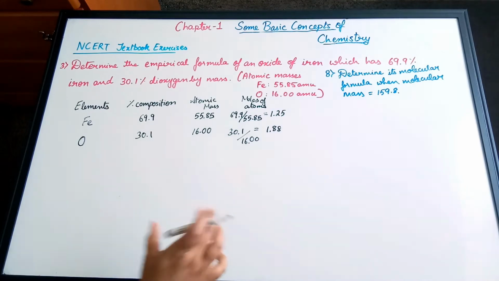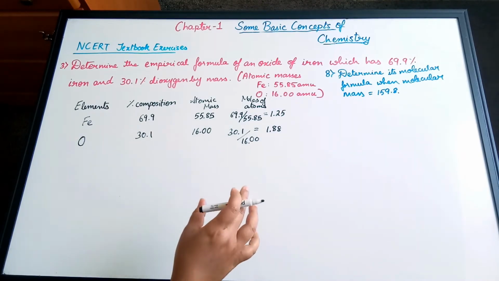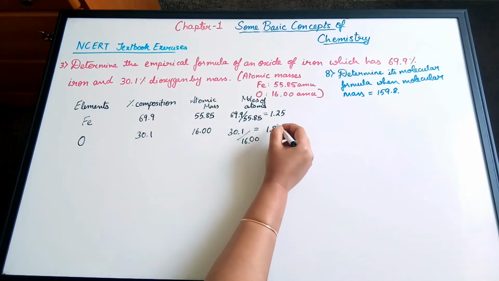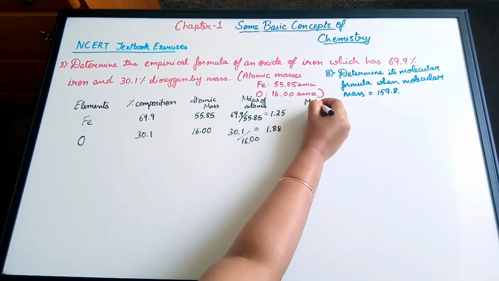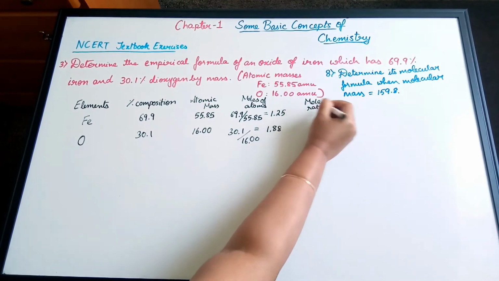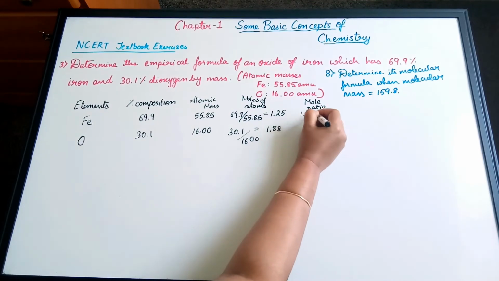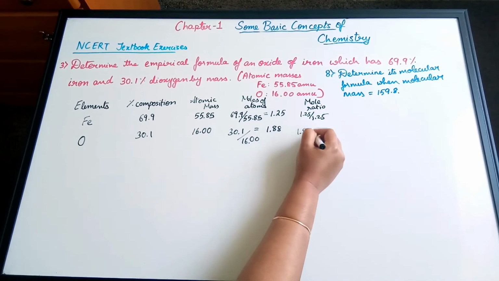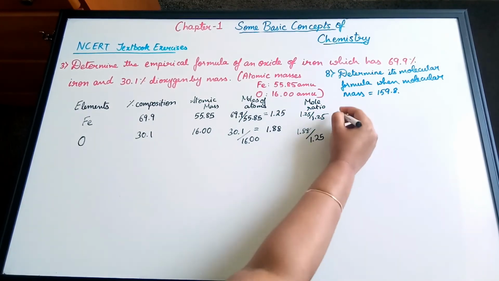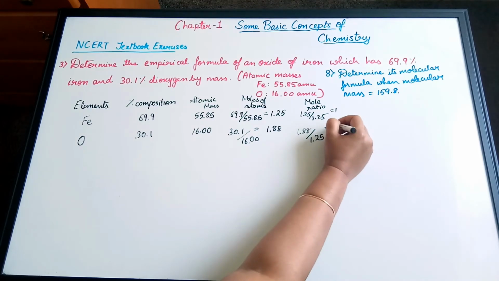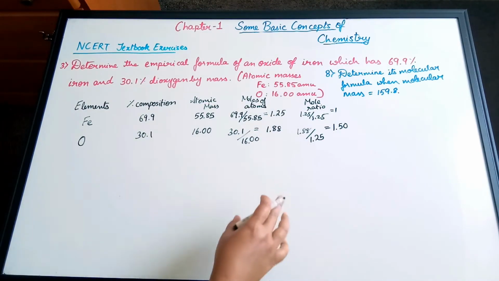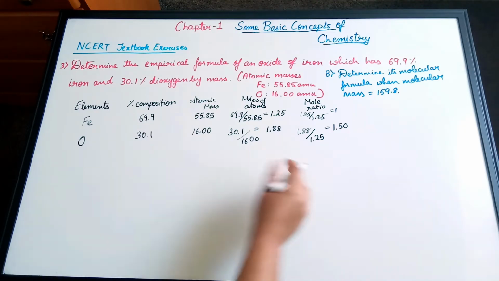1.88. Now we've calculated the number of moles of atoms which are present. Next, we need to find out the mole ratio, and this is done by dividing both of these by the smallest value. So 1.25 divided by 1.25 and 1.88 divided by 1.25. This will give us 1, but this on the other hand will give us 1.50. So the mole ratio over here is not a simple whole number ratio. So we need to convert it into a simple whole number.